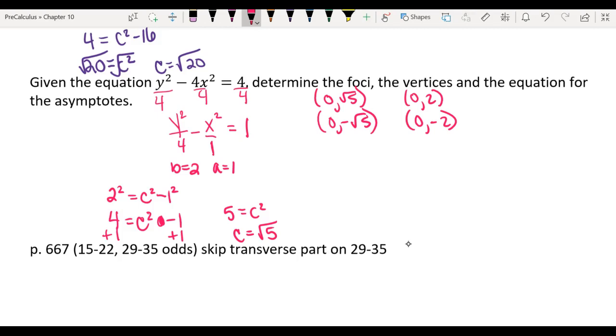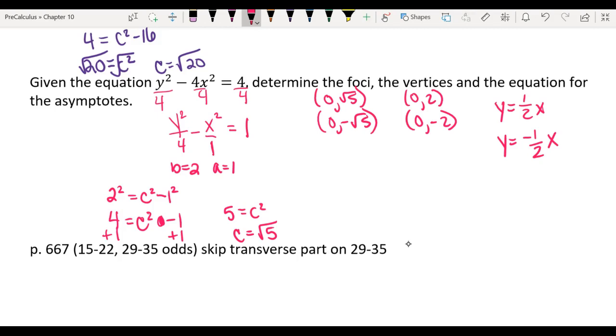Now, your equation for your asymptotes, this one we did b over a, right? This one, do you think it's still going to be b over a? No, it's probably going to be a over b. So your equation is going to be y equals 1/2 x, y equals negative 1/2 x. What are the numbers we just found? Those are your equation for your asymptotes.